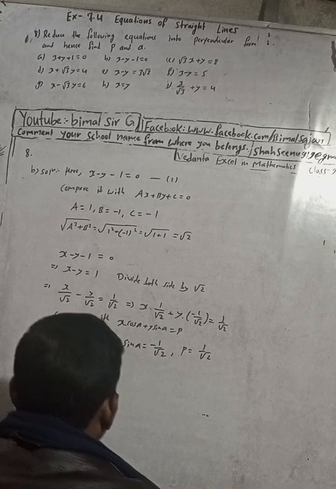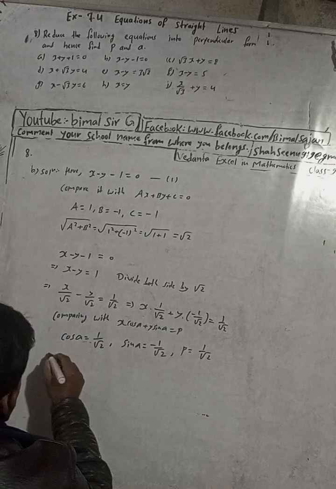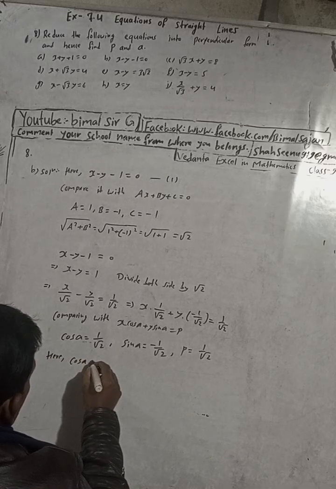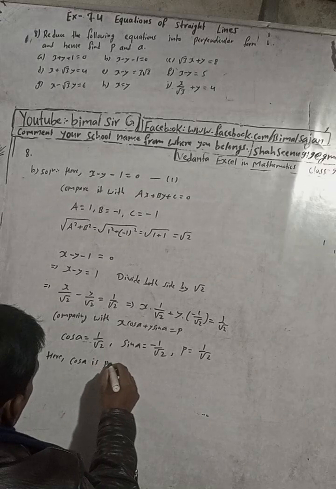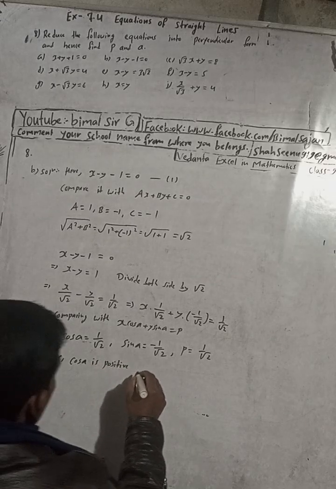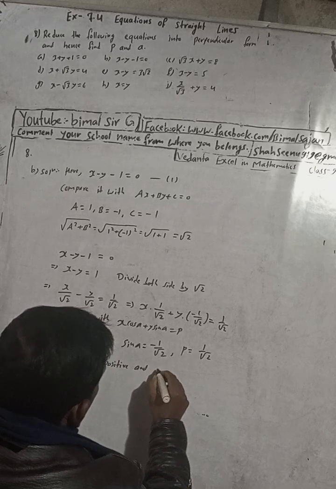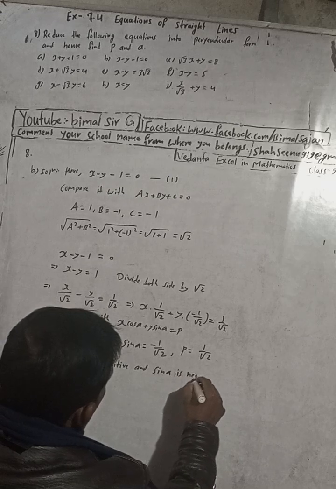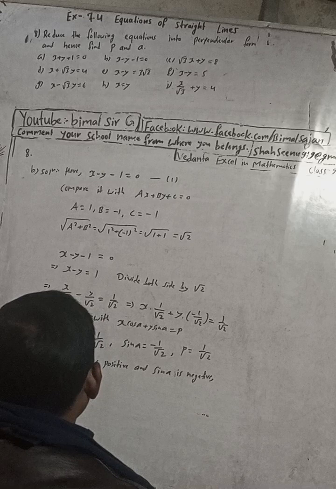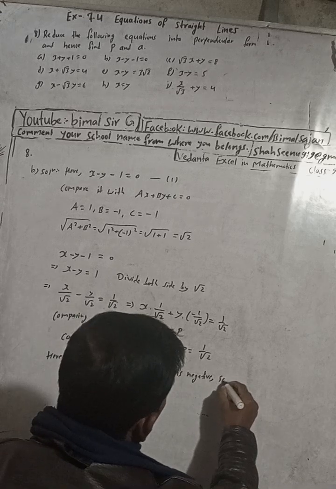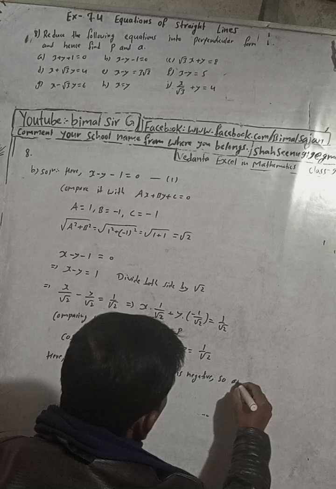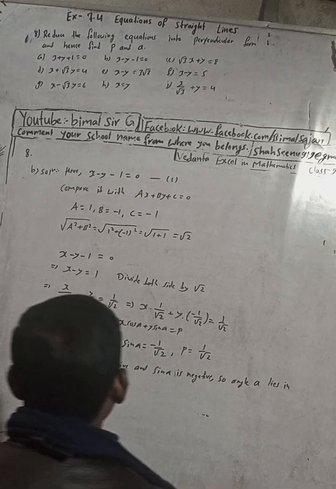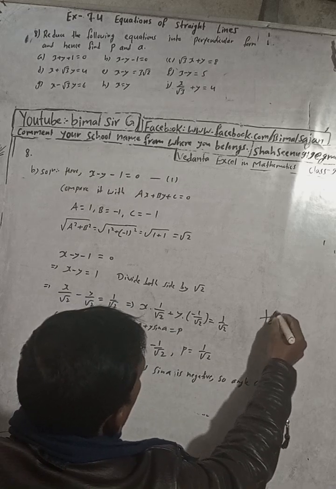Okay, so here cos alpha is positive and sin alpha is negative. Okay, so angle alpha lies in which quadrant? See the CAST tools.